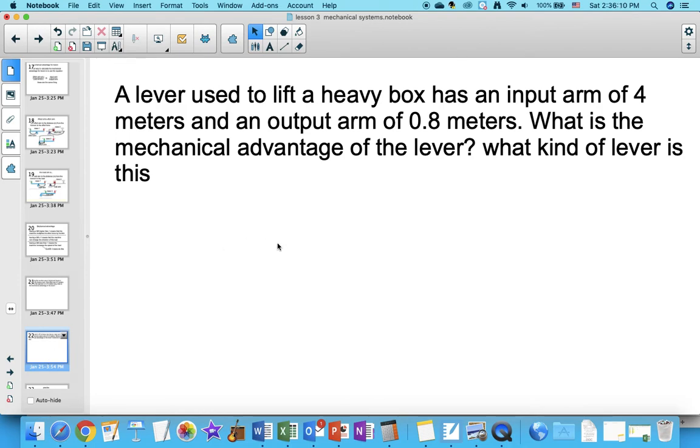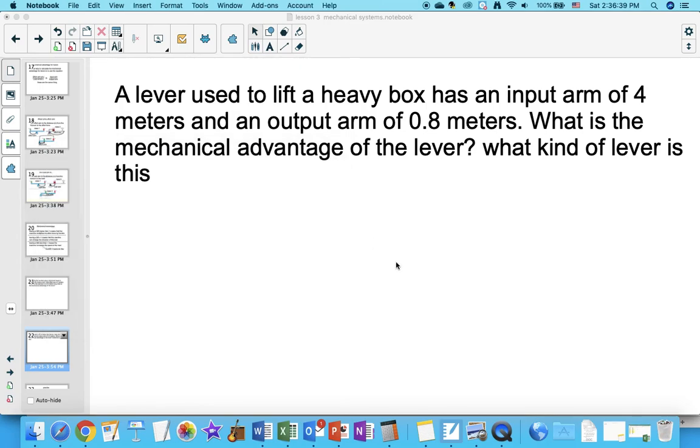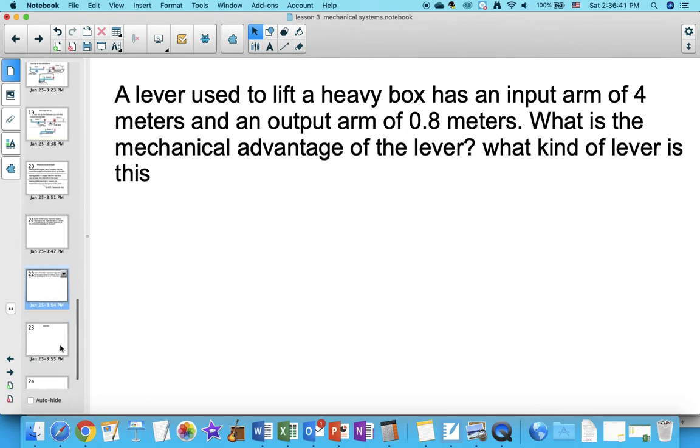In this case, we have a lever used to lift a heavy box that has an input arm of 4 and an output arm of 0.8. What is the mechanical advantage? What kind of lever is this? Well, we have an input arm of 4 and an output arm of 0.8. So again, we go input, which is the same as effort. So 4 divided by 0.8 equals 5, right? So we probably have a class 1 or class 2 lever.